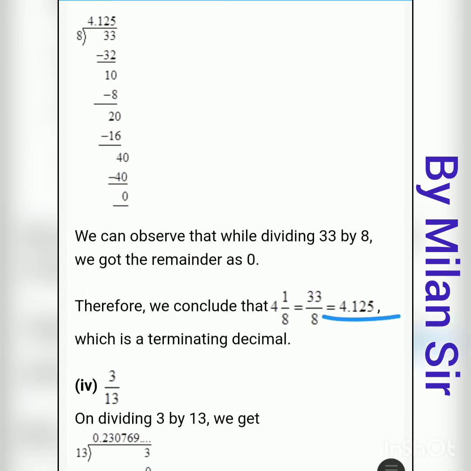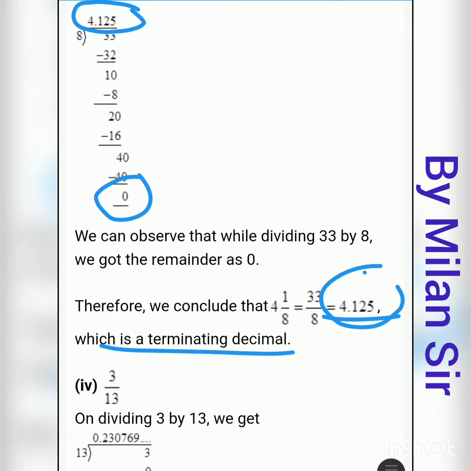4.125. Here our answer terminates, that means we get the remainder 0. Our answer terminates after 3 digits. So this is a terminating decimal expansion. Here our answer terminates, that's why this is a terminating decimal expansion.